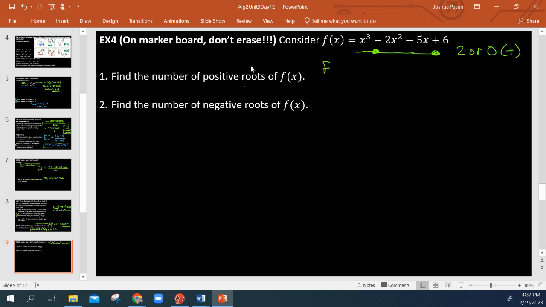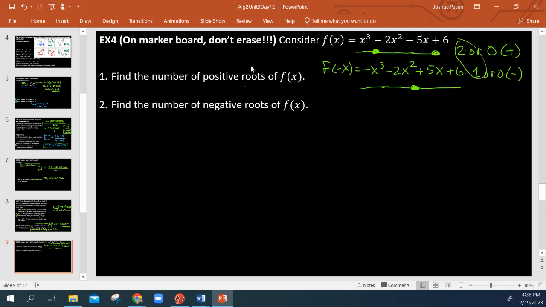Okay, so now let's calculate f of negative x. Well, this is going to be negative x to the third now. That negative 2x squared is going to stay just how it is. This is going to become positive 5x and then plus 6. Okay, so let's look at sign changes. We start negative, stay negative, oh, change to positive, and there we have it. So one sign change. So that means 1 or 0 are negative.